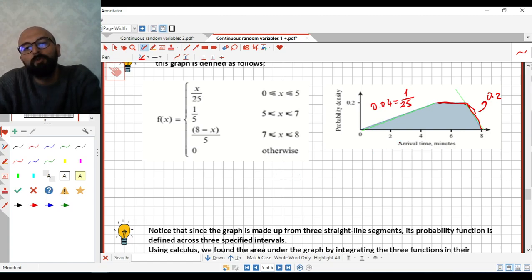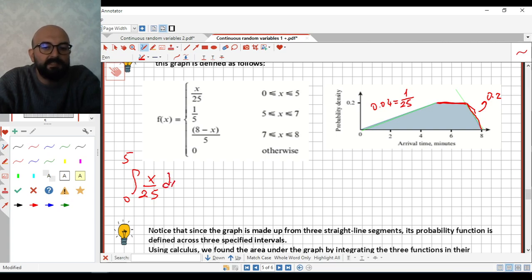Okay, now if we want to compute the area by using integration, we should use the integral from 0 to 5 of x over 25 dx, plus the integral from 5 to 7 of 1 over 5 dx, plus the integral from 7 to 8 of (8 minus x) over 5 dx.